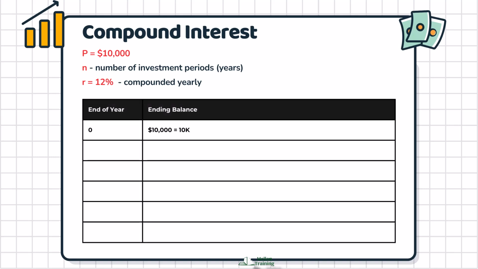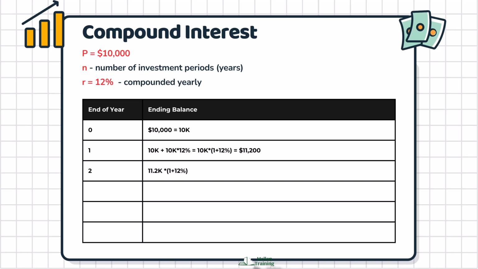At the end of year 0, so now we have $10,000. At the end of year 1, we're going to have $10,000, which is what we started the year with, plus we're going to earn 12% on the $10,000. So as before, after year 1, we have the same amount. We have $11,200. But then watch what happens at the end of year 2.